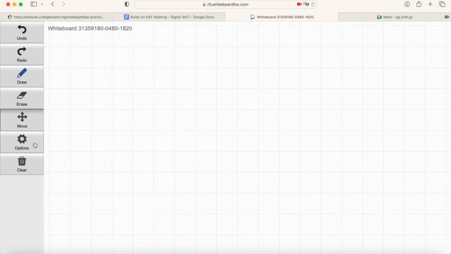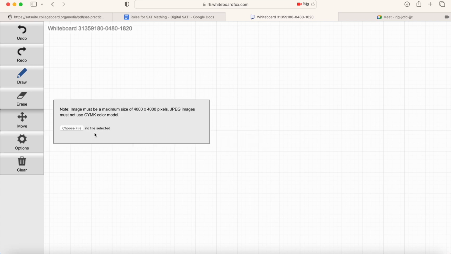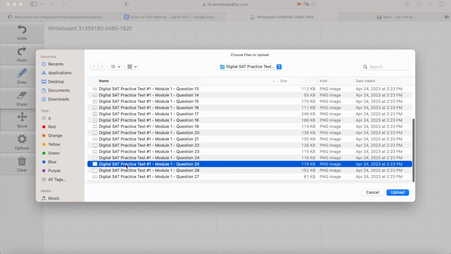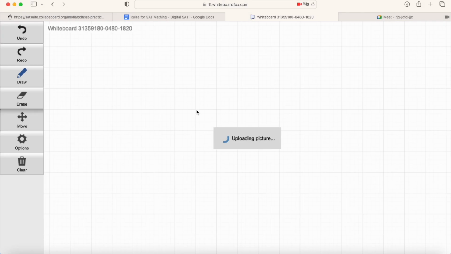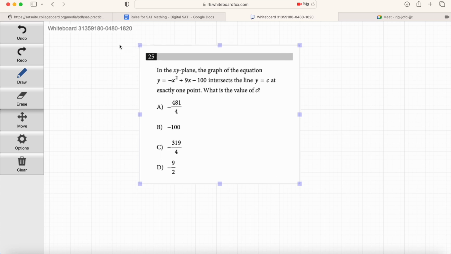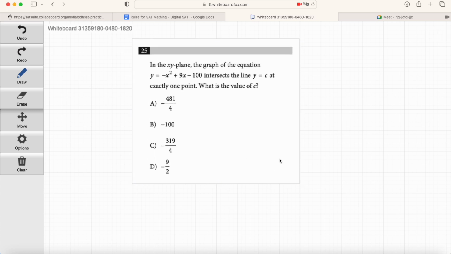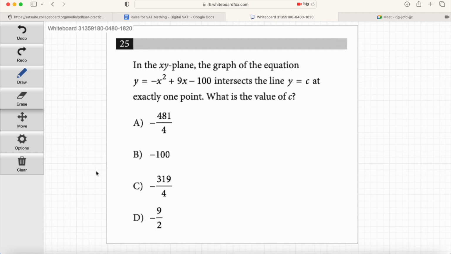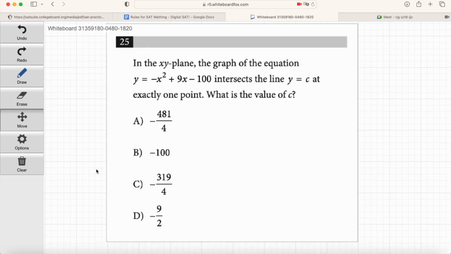Just a few more here in Module 1. Oh, this is a tough one too, man. They do get tough here at the end. They really do. All right, go ahead and read question 25 for us when you see that on the whiteboard.